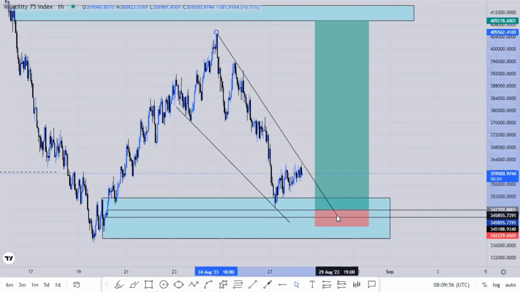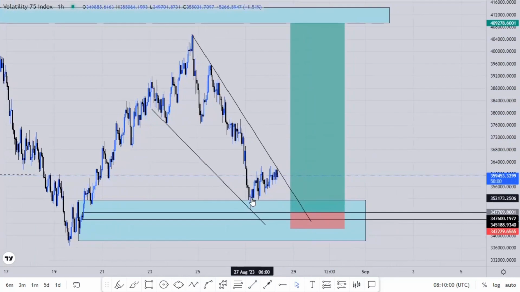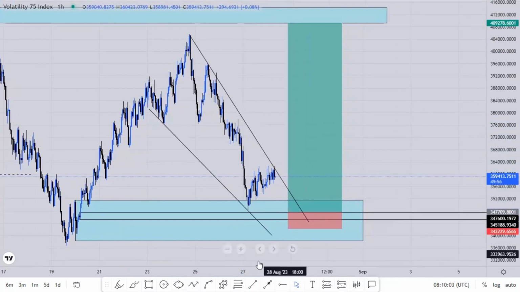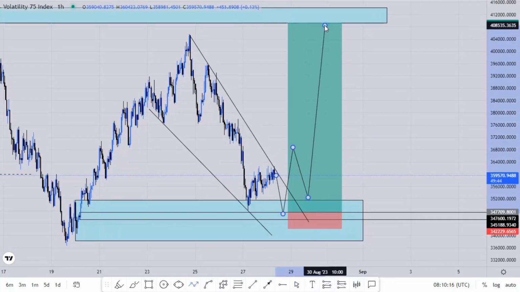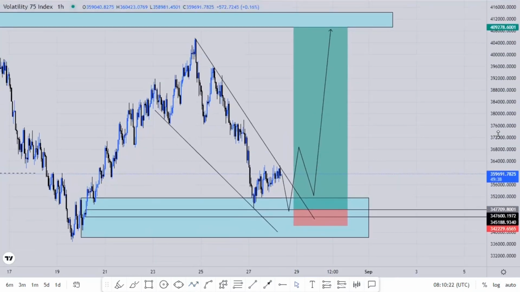To the upside, this is the structure. You can see, sort of like a triangle like that. So what I'm looking forward to now is something like this. Down, then we break up, establish this change of character, something like this. So this is what I'm looking forward to now on volatility 75.